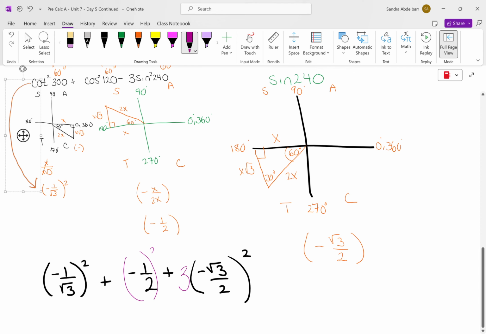Wait, so are we supposed to square root? Oh, I forgot to square this one. Sorry, this one was squared also. Is that why your hand was up, David?